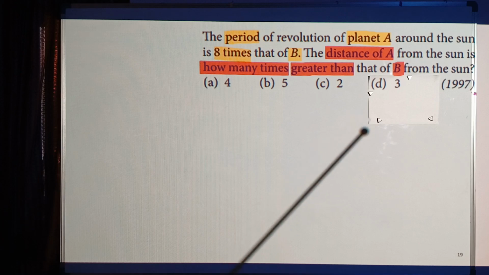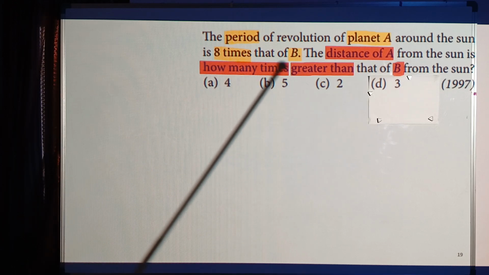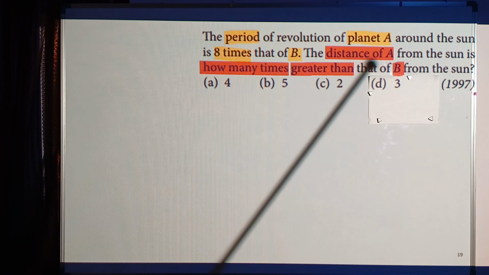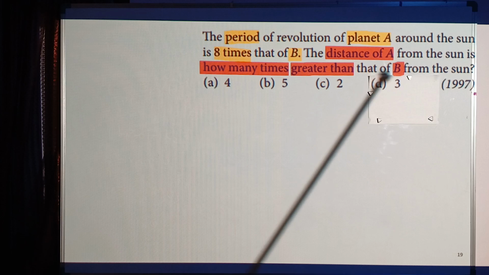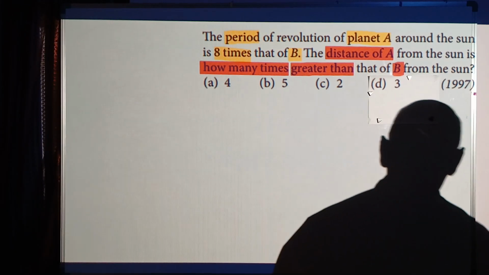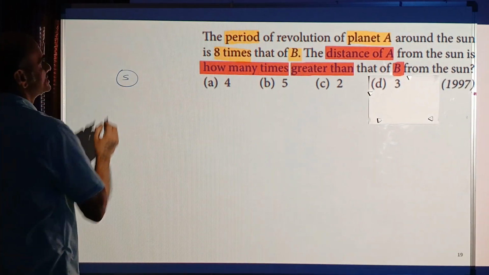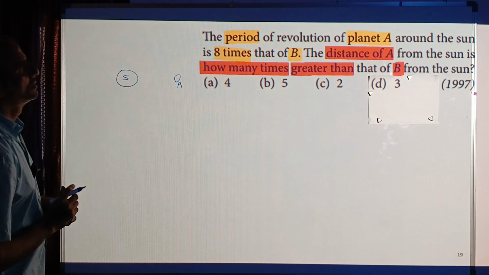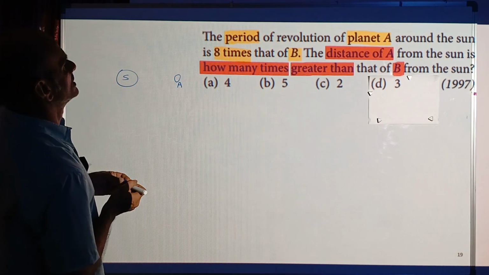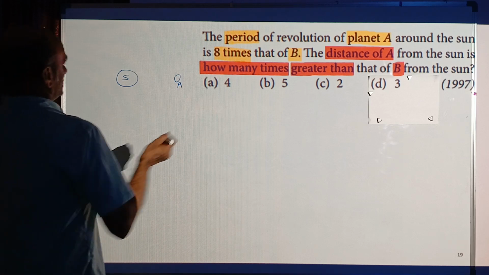The time period of revolution of planet A around the Sun is 8 times that of B. The distance of A from the Sun is how many times greater than that of B from the Sun? You can pause on this question. So Sun is here, and then planet A. The time period of revolution of planet A around the Sun is 8 times that of B.